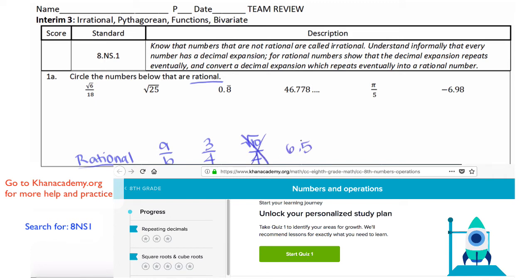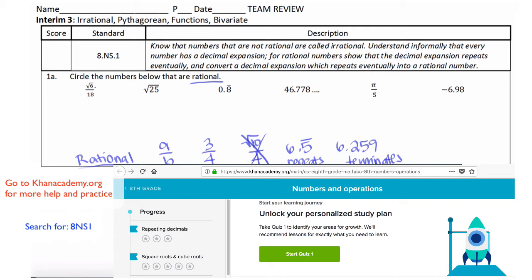6.5 repeating would be rational because it has a repeating decimal. And let's say 6.259 would be rational because I can write that as a fraction. It's a terminating decimal. So this repeats, so it is rational. This terminates, so I can write it as a fraction. For example, this could be written as 6 and 259 thousandths. So that is what we're looking for when we're trying to decide if a number is rational.